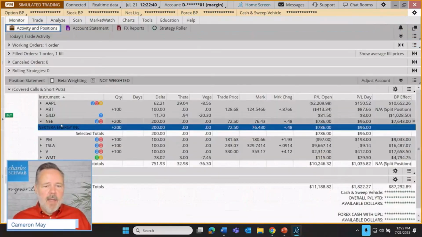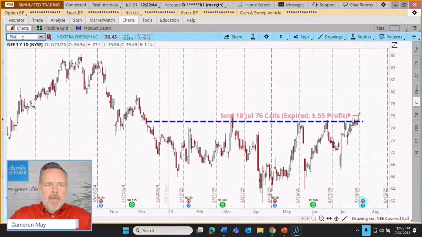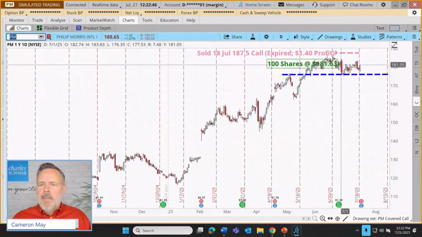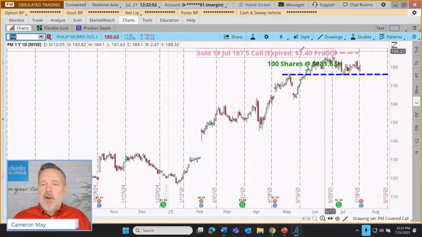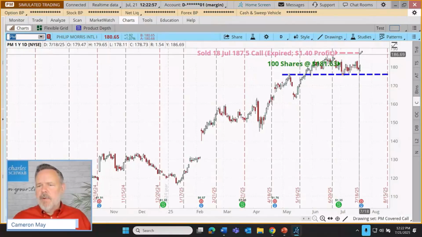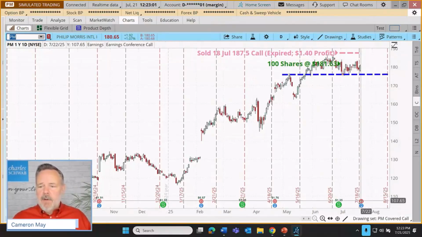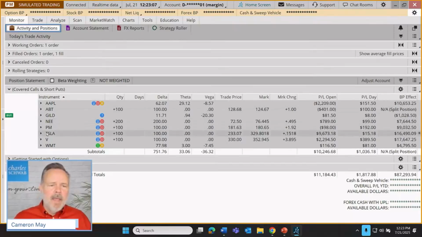Now, the rest of these weren't quite that close. We have Philip Morris. We were in a contract, bought the shares at 181.63. We sold the 187.5 call. That's expired, and we have a $1.40 profit there. The stock was pretty solidly out of the money at expiration. There's an earnings announcement right around the corner, so we're not going to be changing this position. We're not going to be selling a new call against that.